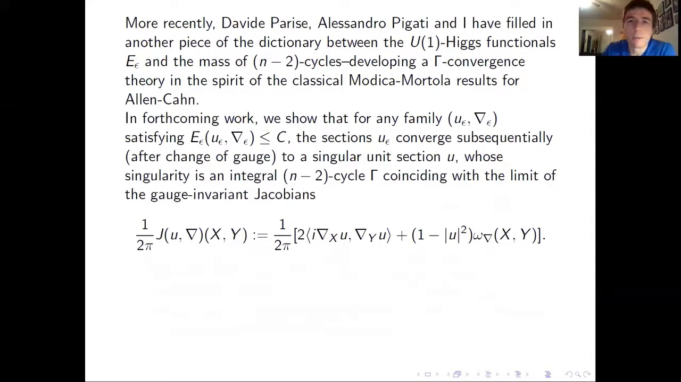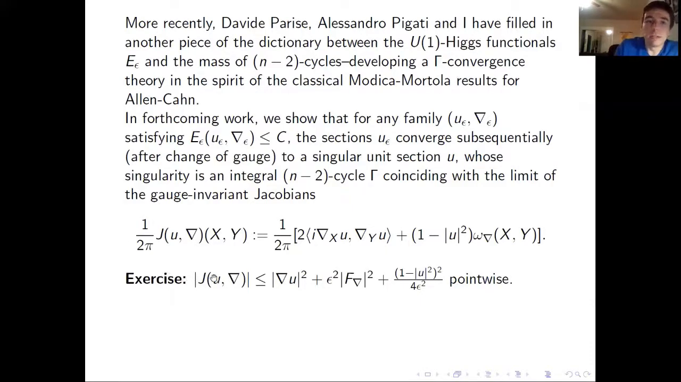And so in forthcoming work, we show that for any family of pairs with a uniform energy bound, so not necessarily critical points, just some pairs, these sections are going to converge subsequentially after a change of gauge to some singular unit section U, whose singularity is given by an integral n minus 2 cycle, which coincides with the limit of these gauge invariant Jacobians, which we defined before, right?